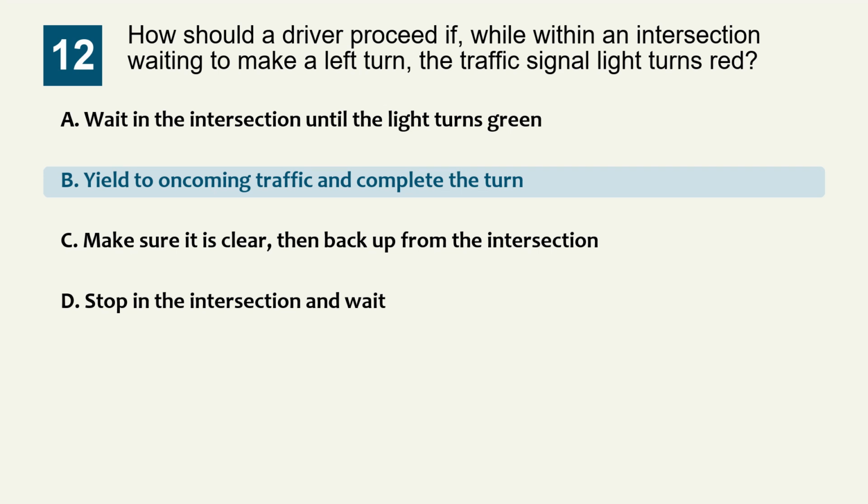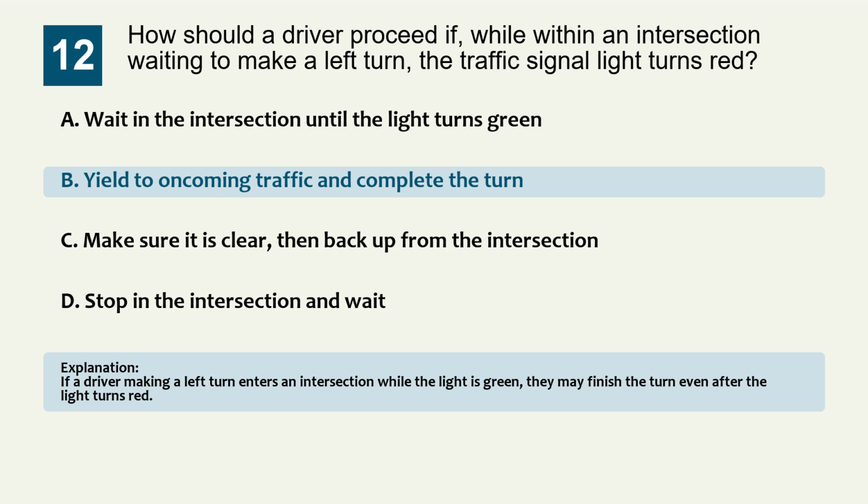The correct answer is option B. Yield to oncoming traffic and complete the turn. If a driver making a left turn enters an intersection while the light is green, they may finish the turn even after the light turns red.